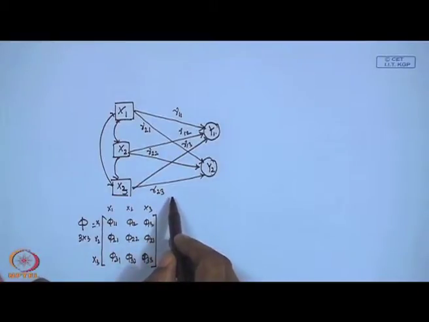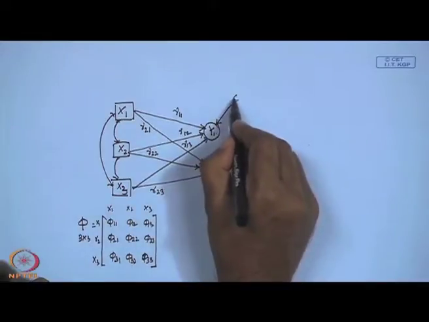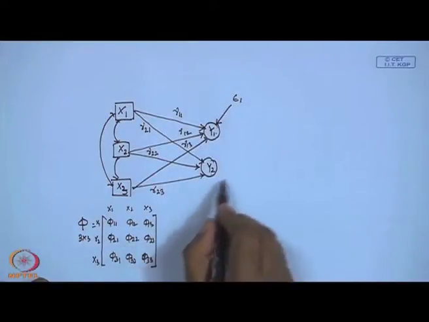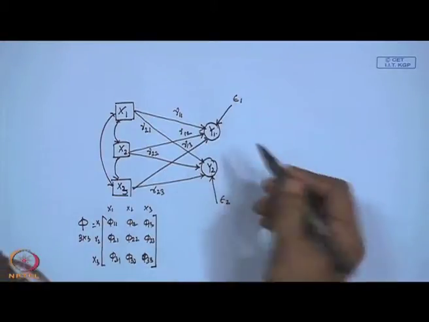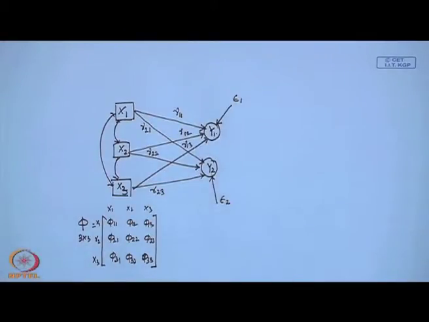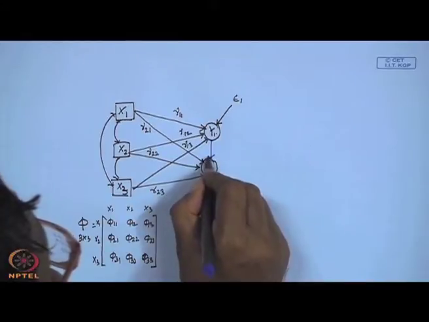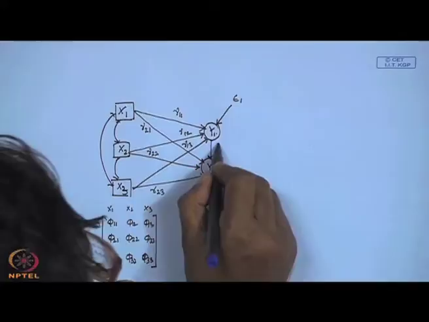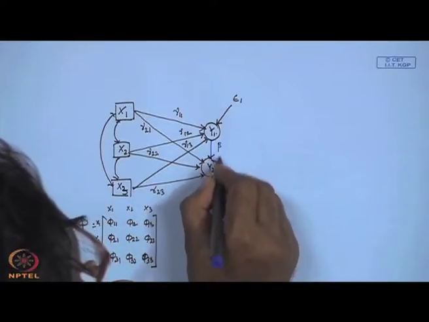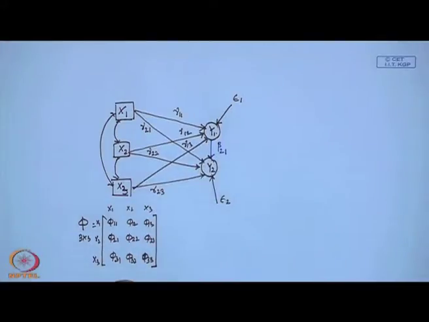As these are regression line like equations, this has an error term, and this also will have an error term. In addition, we are assuming that y2 is also affected by y1. If this is the case, you have to give a symbol like beta for y2 and y1, and this is beta 2 1.